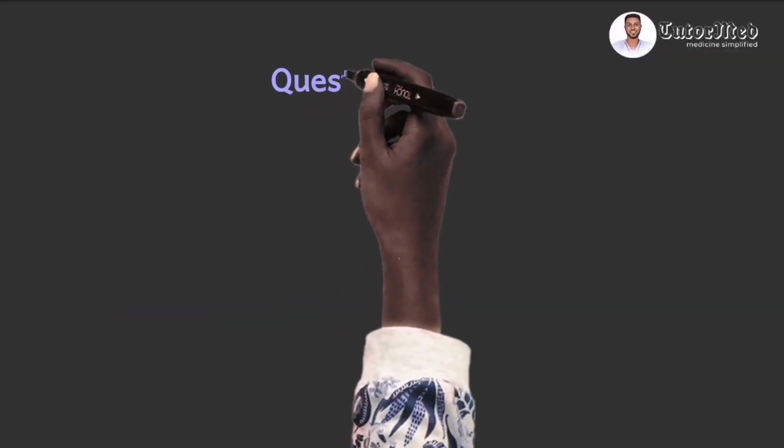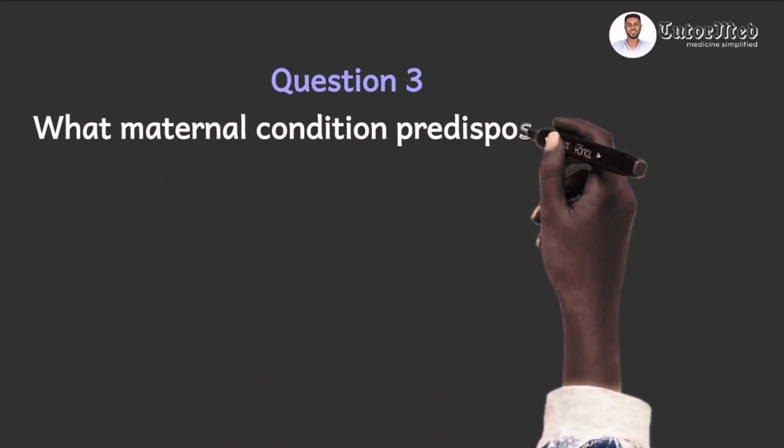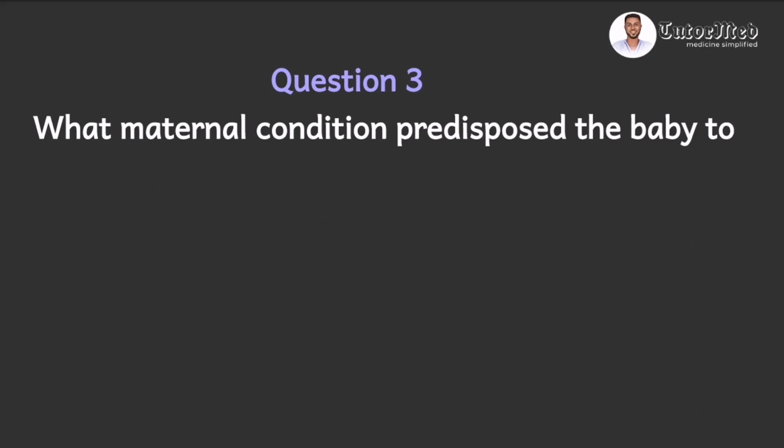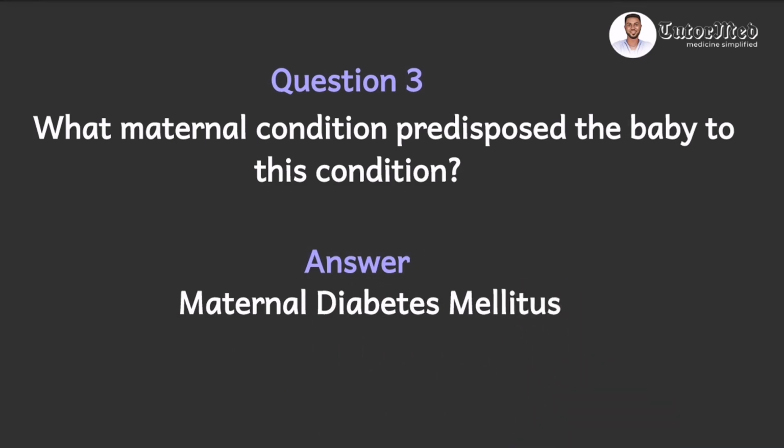And now to question 3. Question 3 says, what maternal condition predisposed the baby to this condition? Now, there are a few maternal conditions which can predispose a baby to having macrosomia, but the most common of them for an answer is maternal diabetes mellitus. Now, please endeavor to write diabetes mellitus, not maternal diabetes. Please be thorough. Maternal diabetes mellitus.